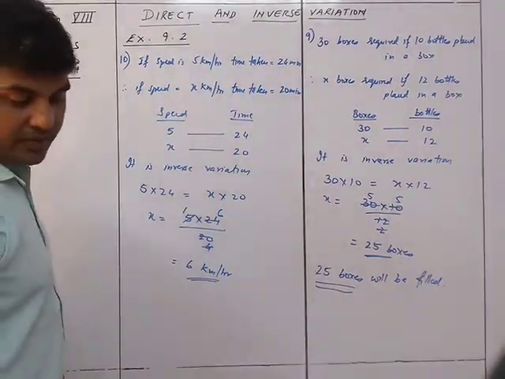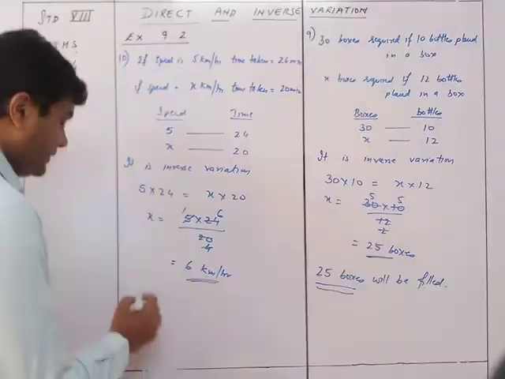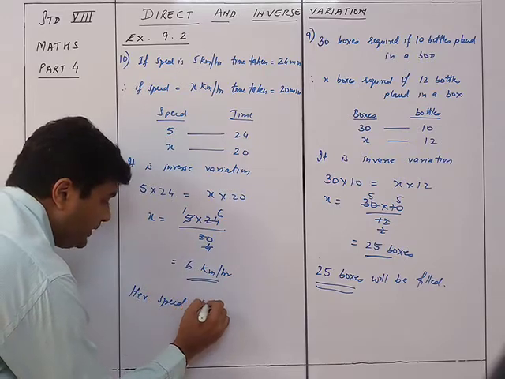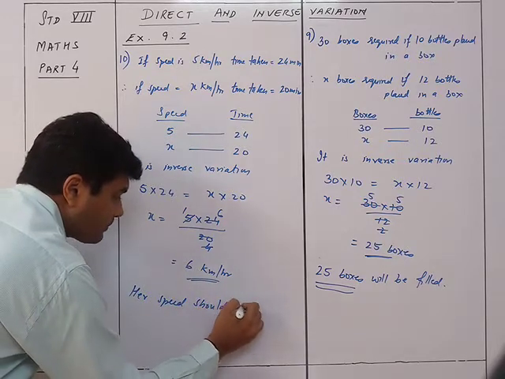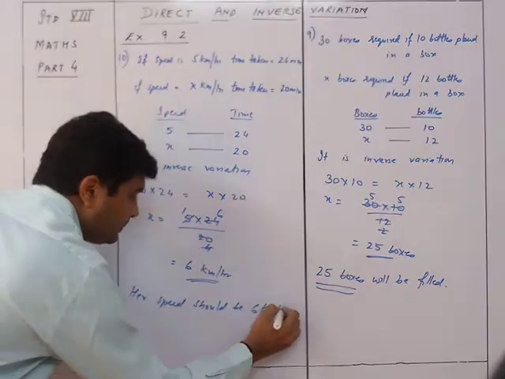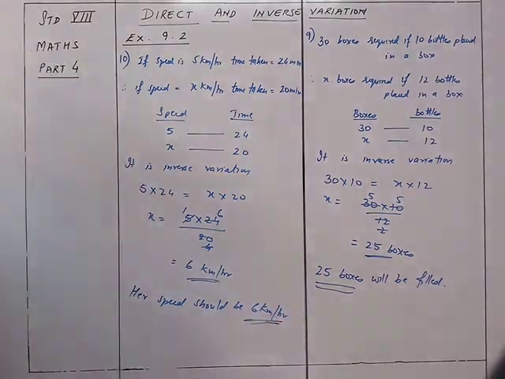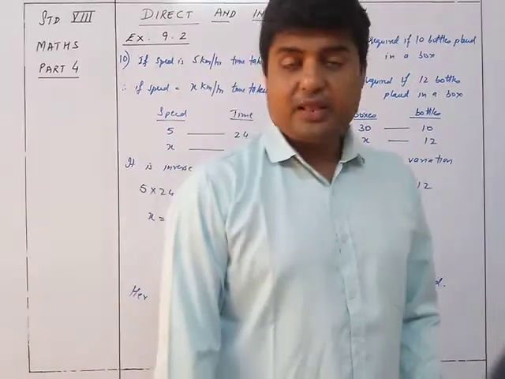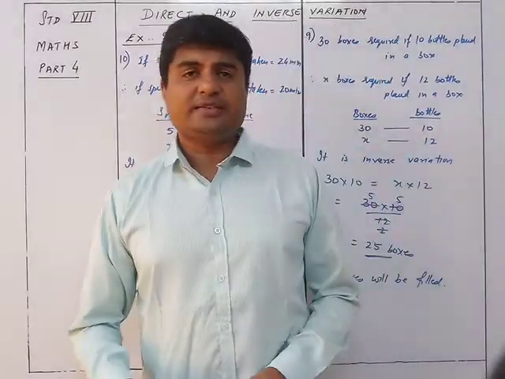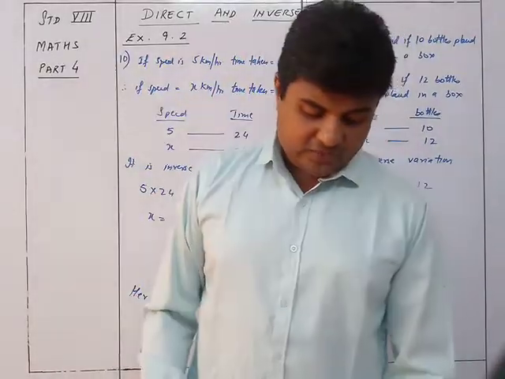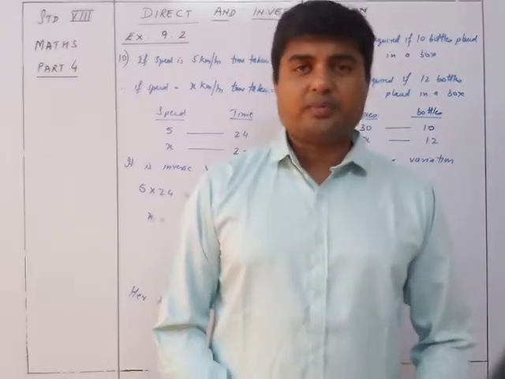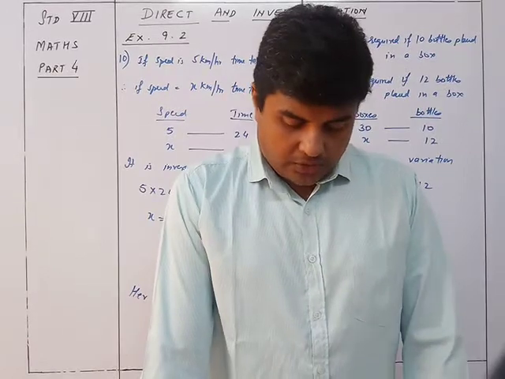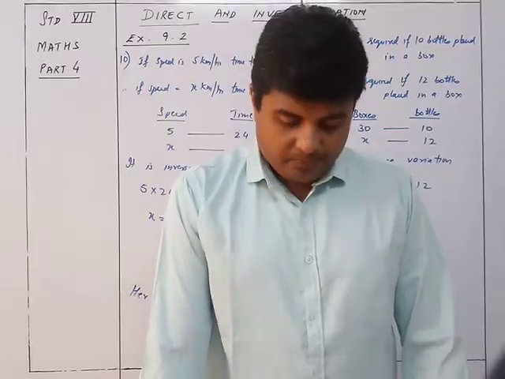Okay, so we need to write the answer: what should be her speed? Her speed should be 6 kilometers per hour. Okay, so if Vandana wants to reach the school in 20 minutes instead of 24 minutes, she needs to increase her speed from 5 kilometers per hour to 6 kilometers per hour. So that was sum number 10.